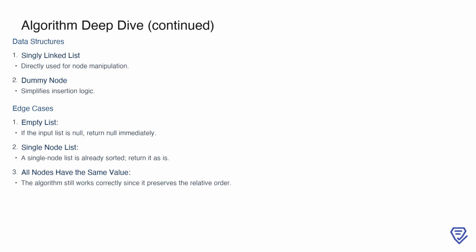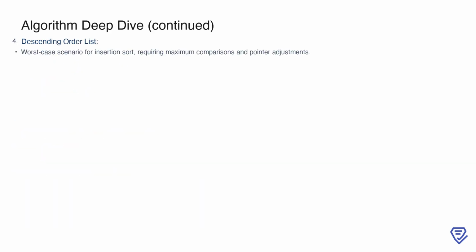If the input list is empty, meaning the head is null, we simply return null immediately as there's nothing to sort. For a single node list, no sorting is needed since the list is already sorted, so we return the node as is. Another scenario involves lists where all nodes have the same value. In such cases, the algorithm still works correctly because it preserves the relative order of nodes, which aligns with the problem requirements.